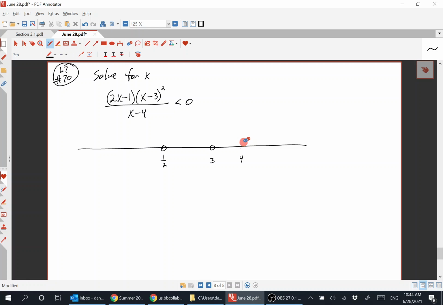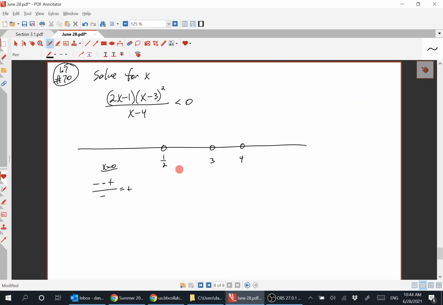And none of those are part of the solution, hence we use open dots, right? Because at those points, either the fraction is 0, which is not less than 0, or it's undefined because the bottom is 0. So none of these 3 points are part of the solution, hence we use open dots. Now check the intervals. So take a number in here, x equal to 0. So this is negative, and then the squared bit is always positive, and then down here is negative. So the whole thing is positive. So that's not part of the solution because we want it to be less than 0.